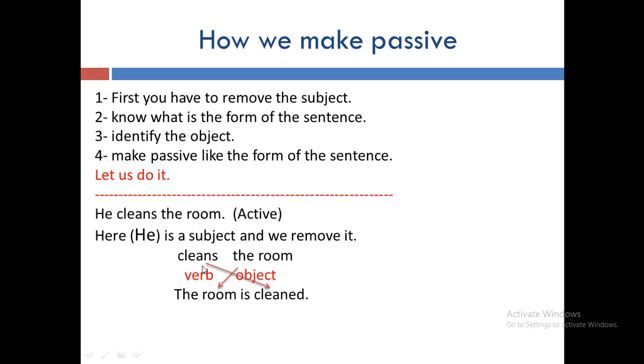We will make the past participle of clean, be cleaned. We will know the past simple and the past participle of clean is cleaned. So we will make clean to past participle, and we say the room is cleaned.